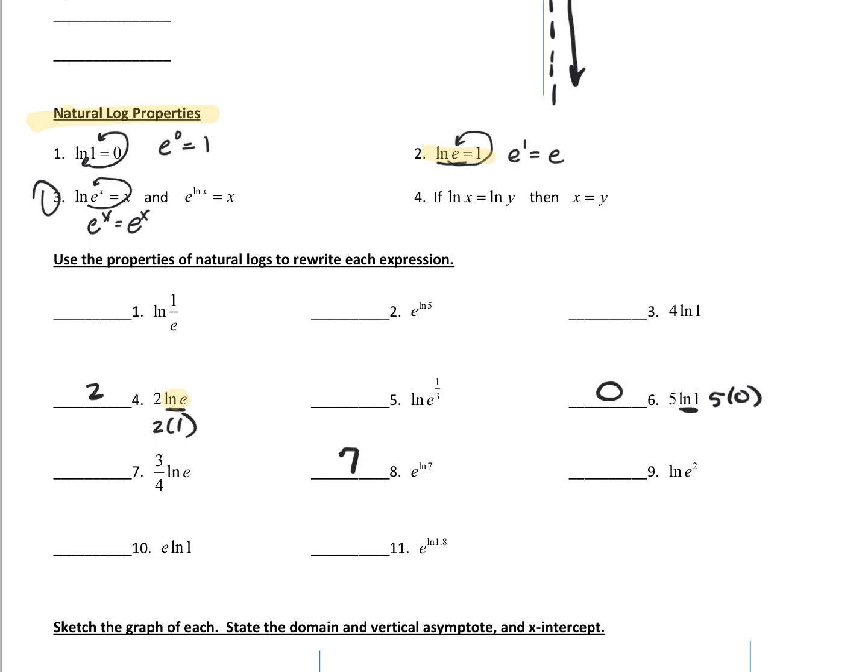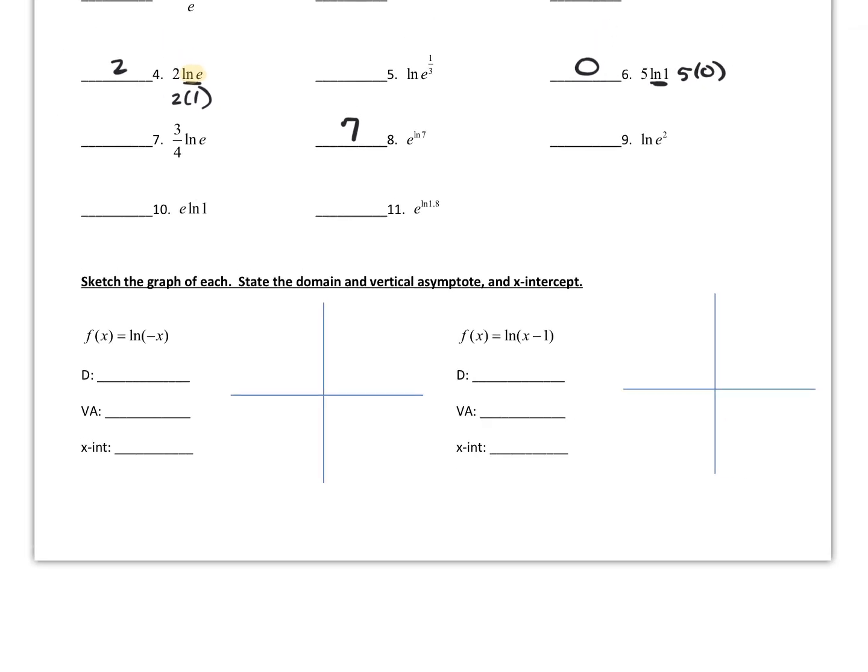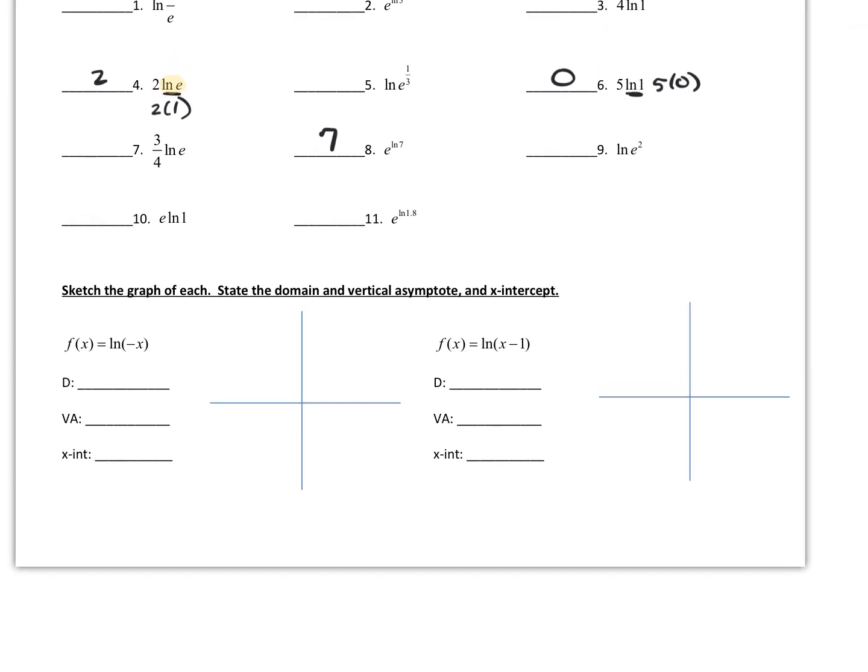Now, let me go back down here and do some graphing with you just to remind you how to do these graphs, because this is where people mess up the most on this test coming up, is the graphing. So we're going to do a lot of practice with graphing. But here we go. Natural log of negative x. What is that negative in the parenthesis going to do to my graph?